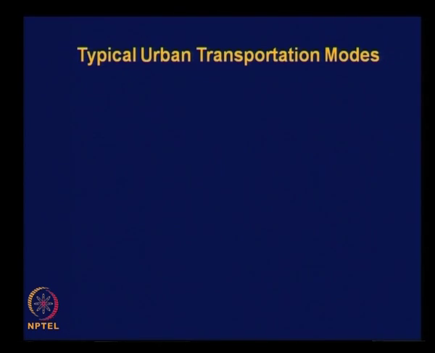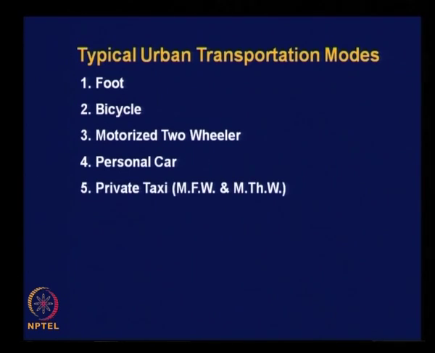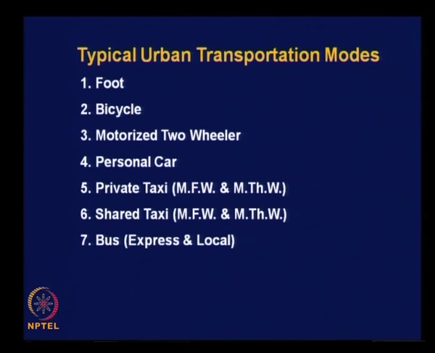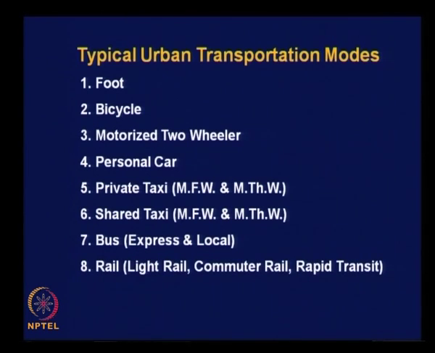Let us try to list the different modes of transport available for urban transportation. The categorization of modes is based on their technical as well as level of service characteristics. Accordingly, we can classify the modes starting from foot, bicycle, motorized 2-wheeler, personal car, private taxi, shared taxi, bus, rail and ferry in some cases like the state of Kerala, state of Assam and so on, they have ferry service available even for urban transportation.